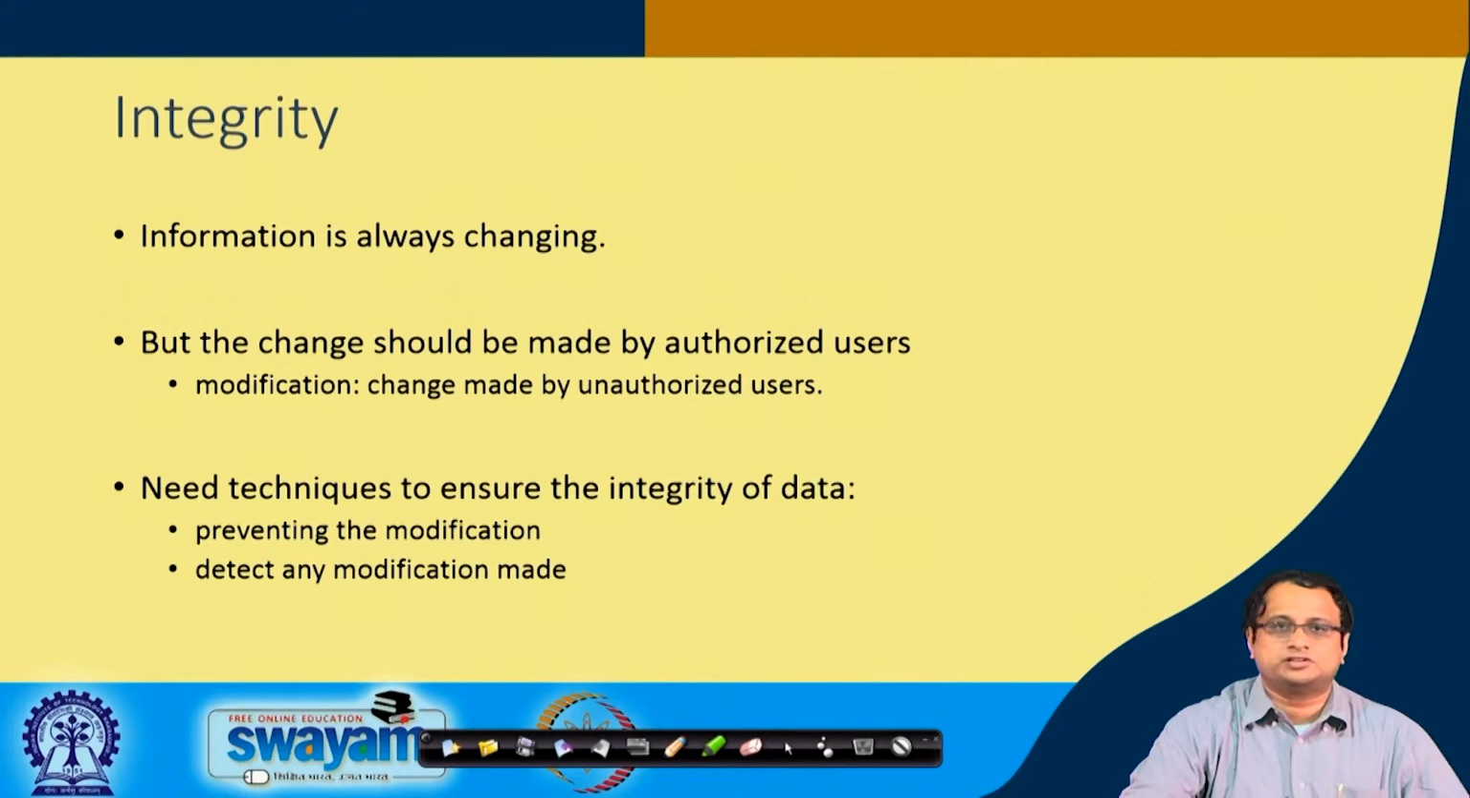For example, if I have some data measuring the amount of money that I have in my bank, an unauthorized person should not be able to modify that data, because you can easily understand that if that data is modified, it can lead to catastrophic consequences. Therefore, we need techniques to ensure the integrity of data, which means somebody who is not licensed or not legitimate should not be able to modify that data.